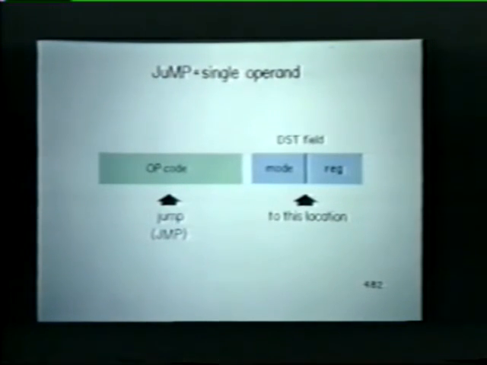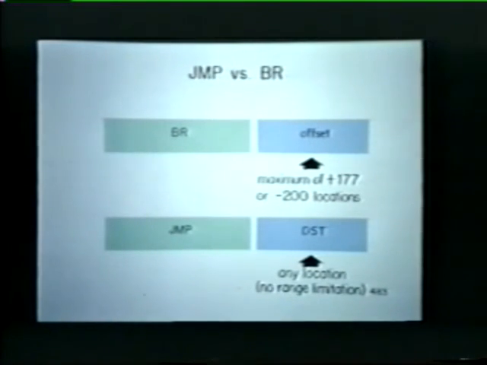The last instruction is jump, which is a single operand instruction causing the program to go to a new location. Notice the format: an opcode specifying the jump and a destination field specifying the location to jump to. Notice the difference between the jump and the unconditional branch instructions. Although the branch instruction causes a jump to a new location, it can jump no more than 177 locations forward or 200 locations backward from the program counter. On the other hand, when a jump instruction is used, the program can jump to any location desired.